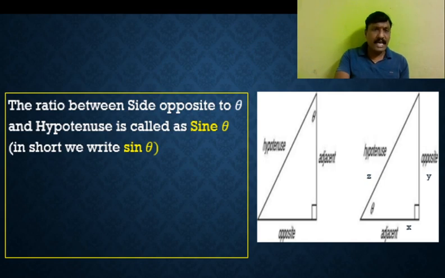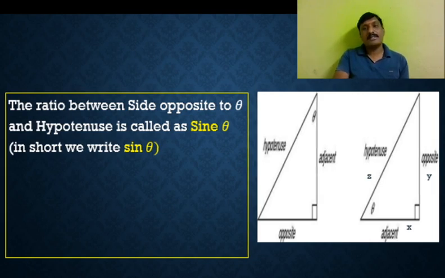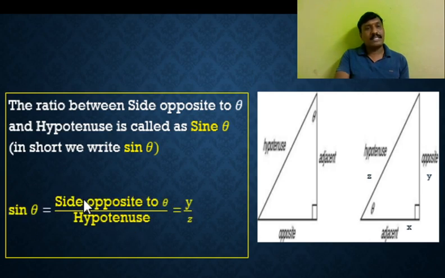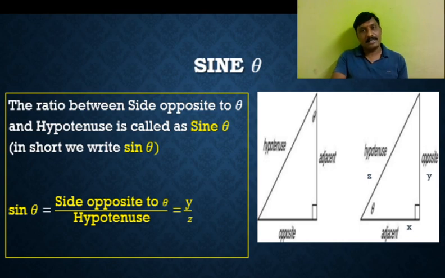Sine individually has no meaning. When it is joined with the acute angle theta, sine theta is derived as follows: the side opposite to theta by the hypotenuse. We always call it sine theta. With the names of the sides, I can write sine theta is equal to y by z. What is y? Opposite to theta. What is z? The hypotenuse. So the side opposite to theta by the hypotenuse we call sine theta.